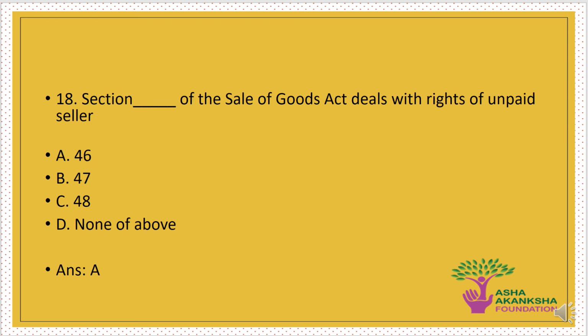The next question is, Section dash of the Sale of Goods Act deals with the rights of unpaid seller. The options are A. Section 46, B. Section 47, C. Section 48, or D. None of the above. The correct answer to this question is option A, that is, Section 46 of the Sale of Goods Act deals with the rights of unpaid seller.